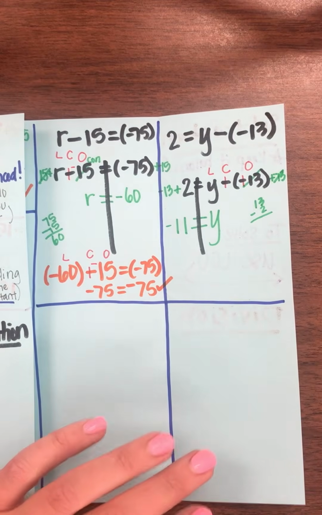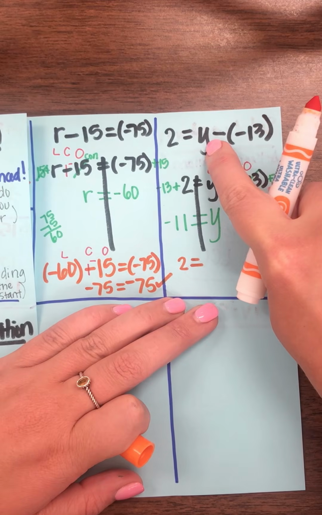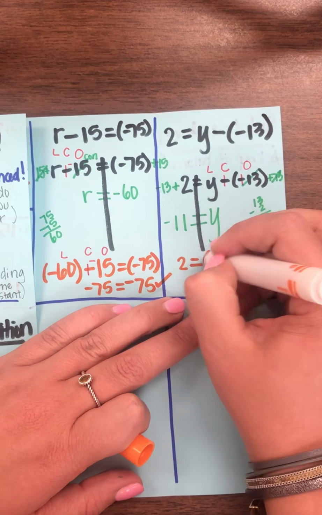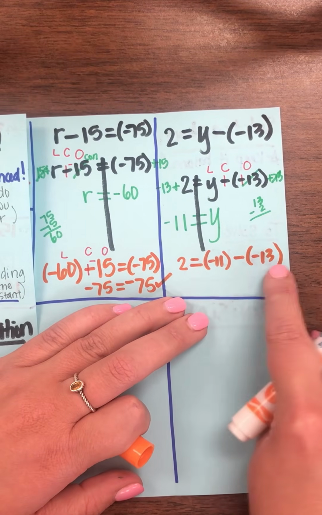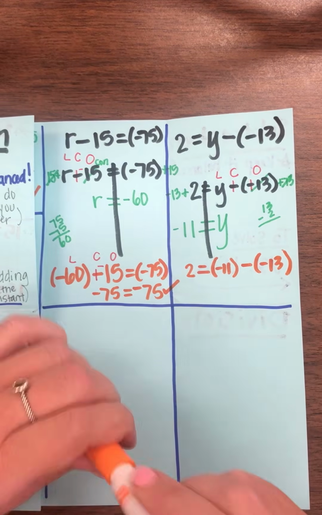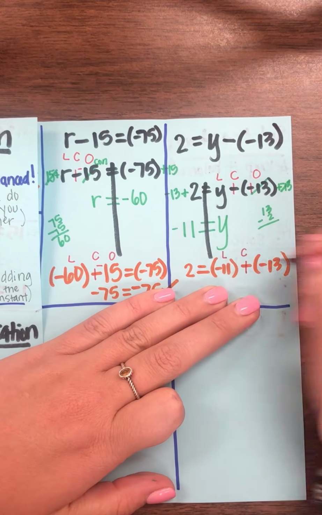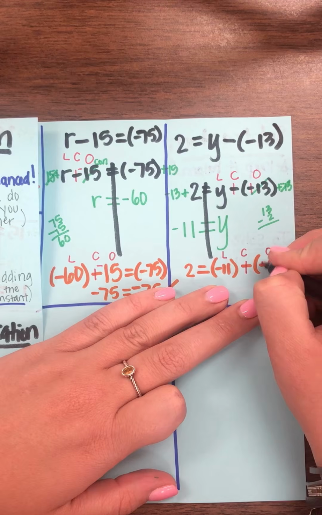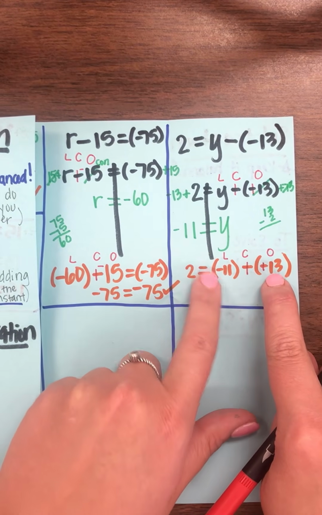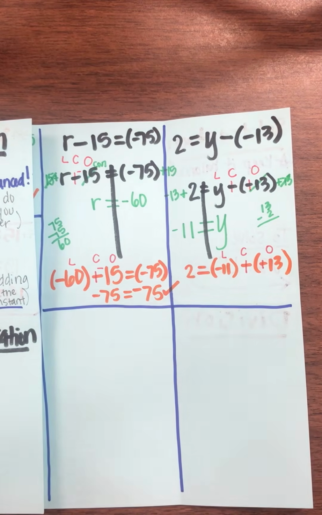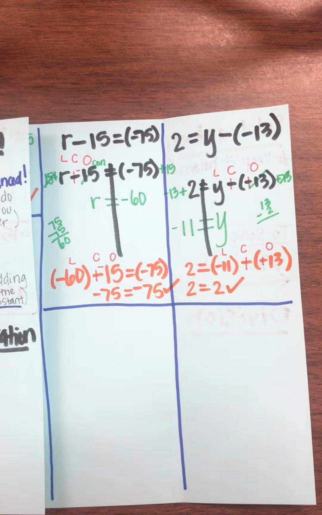Again, we could plug this one back in and show our proficient work here. 2 equals, where we see y, we're gonna plug in negative 11 minus negative 13. This gets really tricky if we don't use LCO, so that's one of the reasons we're really encouraging you. Leave the first term, change subtraction to addition. I need the opposite of negative 13, which is positive 13. So this is positive 13 plus negative 11. They battle, and we get 2, and our answer is correct, okay?